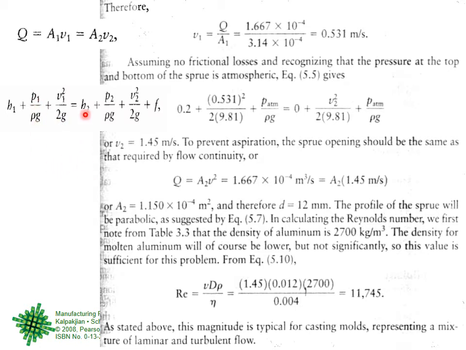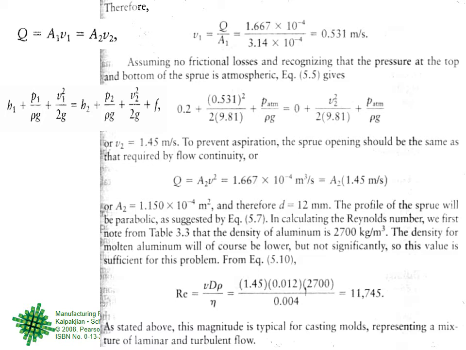Now this sprue is open to the atmosphere. So the pressure at the top and the pressure here are both open to the atmosphere. So the pressure is P atmosphere here, and P atmosphere here. Similarly, it is the same molten metal, so whatever density it has, it is the same density. So we don't need to find it. Therefore, the P upon rho G on this side and the P upon rho G on the other side is already there. That is why in the problem they did not mention the density of aluminum. If it was required, we would find it from a table or somewhere, but here it will cancel out.